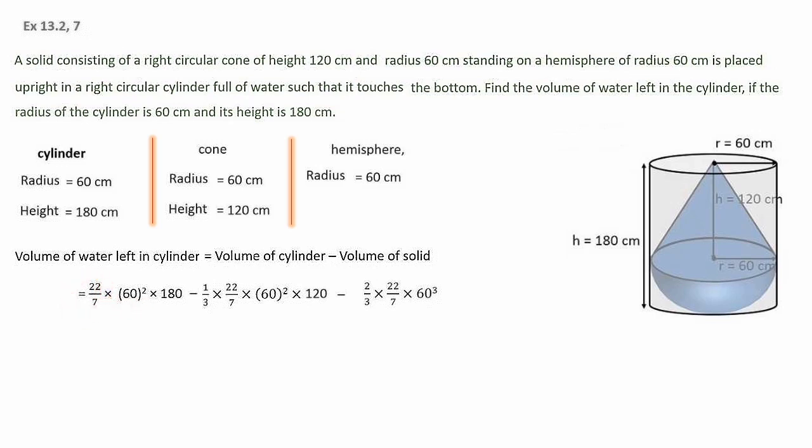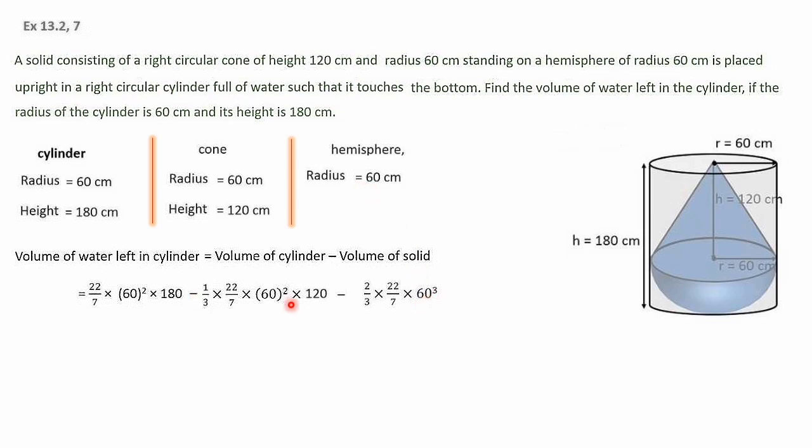Radius of cylinder is 60 square, into height 180, minus cone formula 1 by 3 pi r square h. So 1 by 3 into pi value 22 by 7 into cone radius 60, so 60 square into height of the cone 120, minus hemisphere. For the hemisphere we have only one dimension, that is radius. Formula is 2 by 3 pi r cube. So 2 by 3 into pi value 22 by 7 into r cube, which is 60 cube.